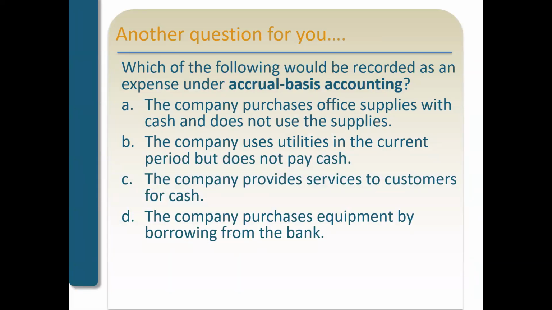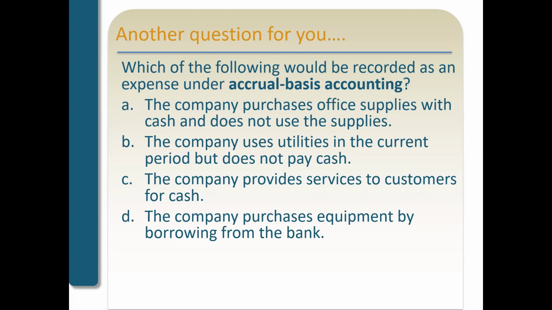How about this one, guys? Which of the following would be recorded as an expense under the accrual basis of accounting? A, the company purchases office supplies with cash and does not use the supplies. B, the company uses utilities in the current month period but does not pay cash. C, the company provides services to customers for cash. Or D, the company purchases equipment by borrowing from the bank.